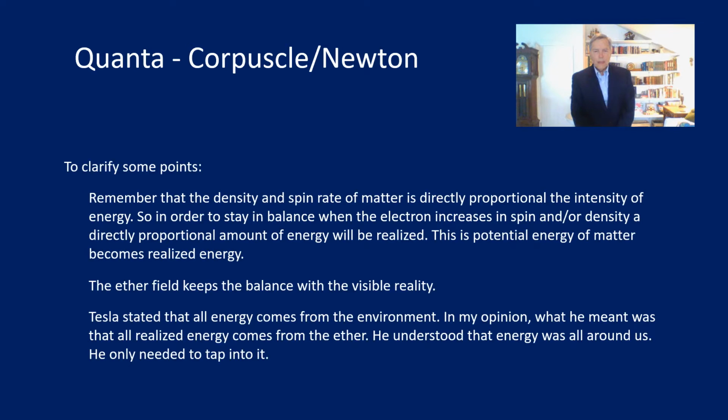To clarify some points, remember that the density and the spin rate of matter is directly proportional to the intensity of energy. So in order to stay in balance, when the electron increases in spin and/or density, a directly proportional amount of energy will be released. This proportional energy of matter becomes realized energy. The ether field keeps the balance with the visible reality. Tesla stated that all energy comes from the environment. In my opinion, what he meant was that all realized energy comes from the ether. He understood that energy was all around us. He only needed to tap into it.